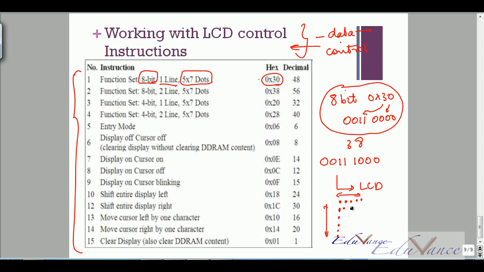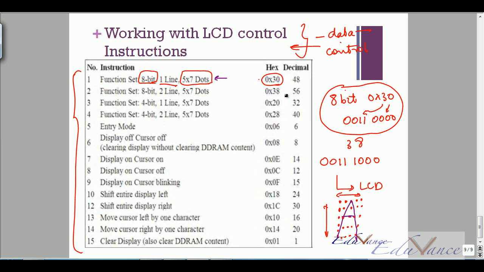Each of these together forms one letter. So if I want to display A, I would use a few of these dots to display the letter A. That I would specify here.